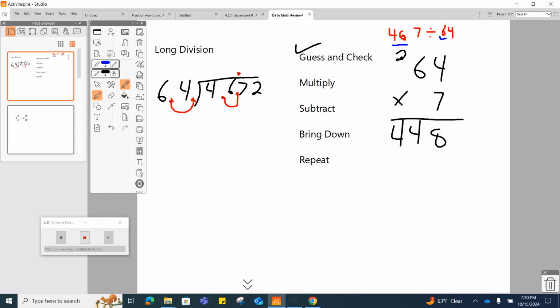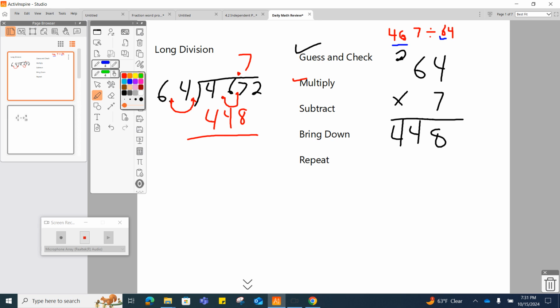My multiplication is, I'm going to place the 7 over here, and we just did it on this side. So 7 times 64 is 448. That's the multiplication. The next part is subtraction.